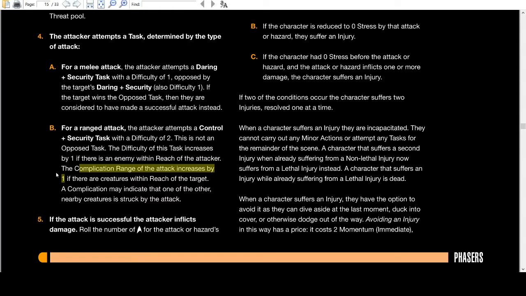So based on these rules alone, we are looking at a potential scenario of difficulty up to 4. 2 being the base, 1 being someone within reach of the attacker, and another being within reach of the target. But the complication range here is another potential gap in the rules, as we are not exactly sure how it's supposed to come in, although there is a hint that it may involve the other creature within reach being the one struck by the attack rather than the intended target.